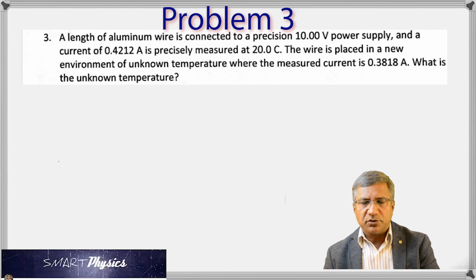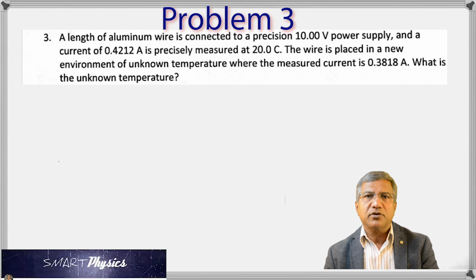So now you have a new situation and the current is different, although the voltage is the same. That means the resistance has changed because the temperature has changed. In fact, the current has dropped. That means the resistance is increased. For conductors, the resistance increases with temperature. So we can find the original resistance and the new resistance and use the formula for variation of resistance with temperature in order to calculate the unknown temperature.